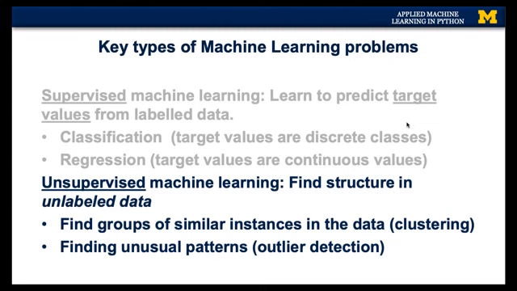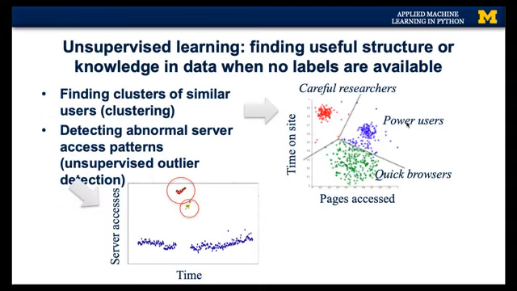There are many different areas and different unexplored areas, and we have developed different types of unsupervised learning algorithms that can be used to find patterns in the data using unsupervised techniques. For example, unsupervised learning can be used to find useful structure or knowledge in data when no labels are available.